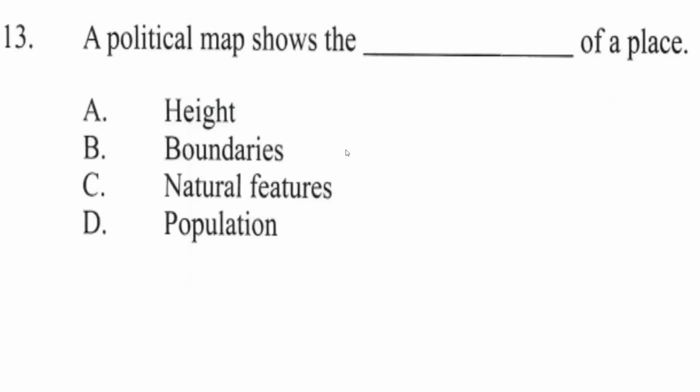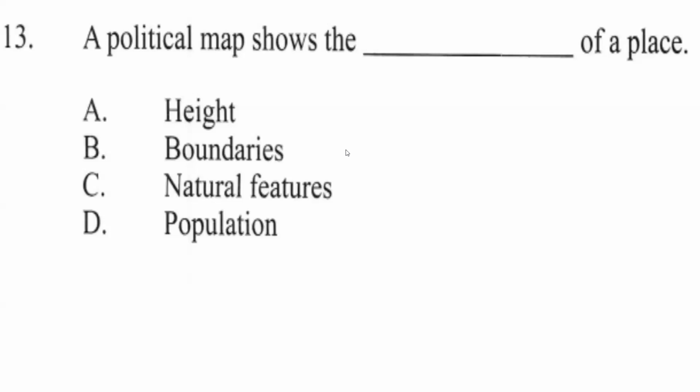and Taya, read number 13, please. Yes, sir. A political map shows the blank of a place. Can you read the options, please? Oh, sorry. A political map shows the blank of a place. A, height. B, boundaries. C, natural features. D, population. So what does a political map show? Is it B? Boundaries?